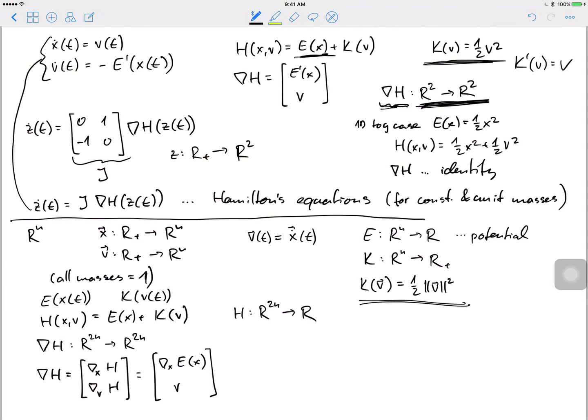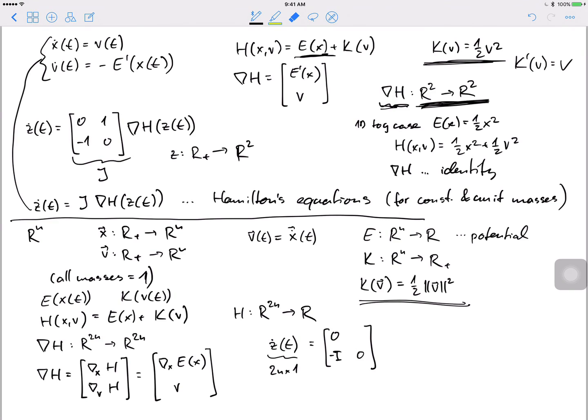Okay, and with this setup, I can write the general form of the Hamiltonian formulation of the equations of motion. So this will be the z dot of t. Now I assume that z is a 2n-dimensional vector of positions and velocities depending on time, okay? And here I have to generalize this J matrix, and what I do to the J matrix is I upgrade it like this. So instead of the ones, I put their identities, okay?